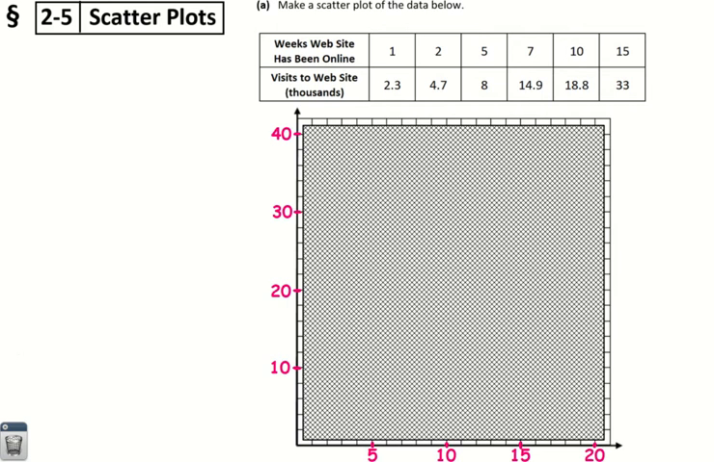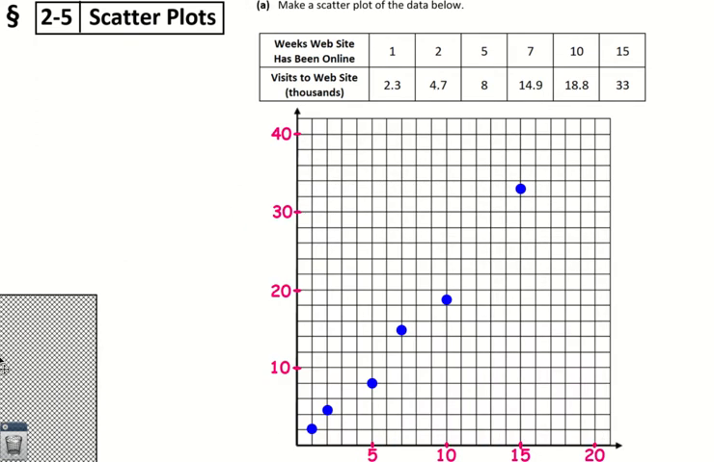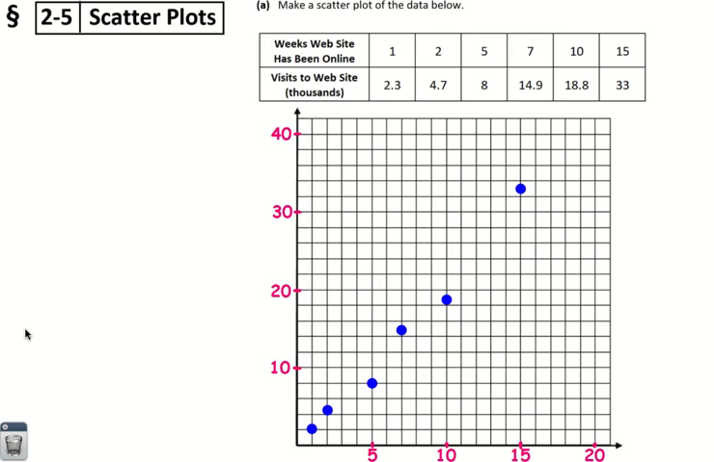So for example, after 1 week there would have been 2.3 thousand visits, or 2,300 visits, and after 7 weeks there would have been 14.9 thousand visits. Okay, and when you graph that, question A, not the question that we're most concerned with, is making the scatter plot. That's just a matter of plotting all of these as points. I'm going to assume that we're all fairly capable when it comes to this.